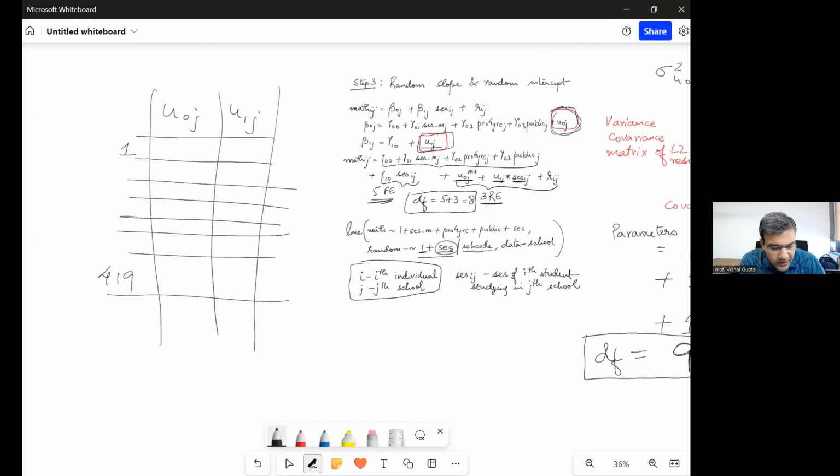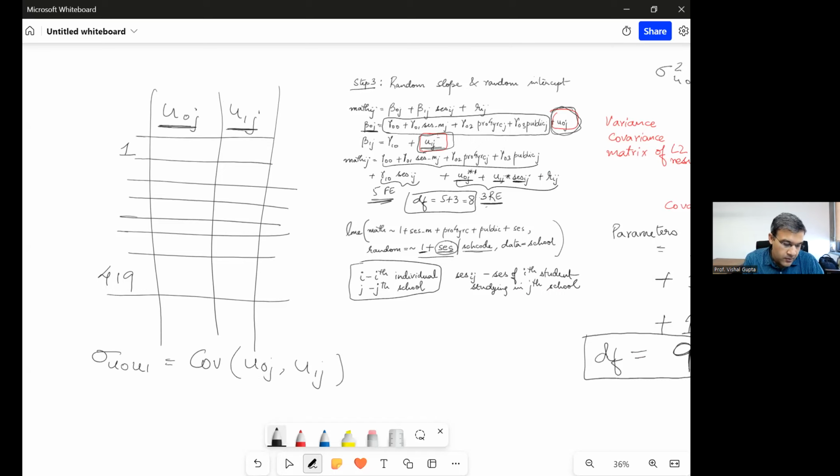So what is U0J capturing? U0J is capturing, after accounting for all this, what is the difference between beta 0J and the overall gamma 00. And you have estimated U1J also. So what is this sigma U0 U1? It is nothing but the covariance of U0J and U1J. That's it.